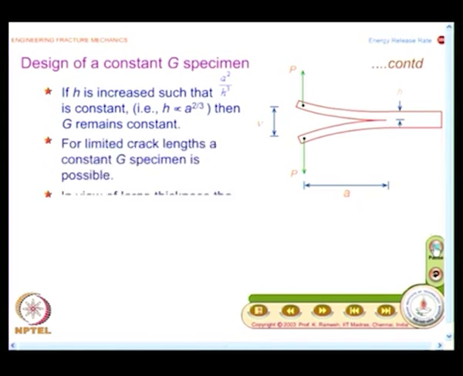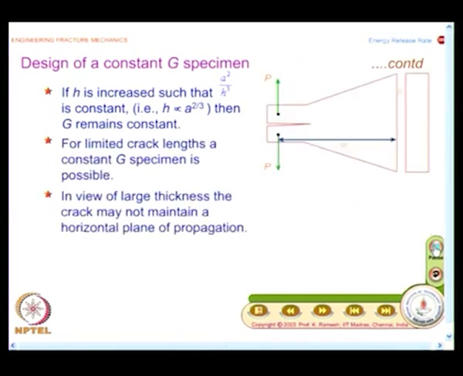And for limited crack lengths, a constant G specimen is possible. I would like you to make a neat sketch of this. So, the specimen is shown like this, slightly different from what you had seen. I have a place where I can apply the load and the specimen is like this. In practice, this appears to be very close to a straight line.